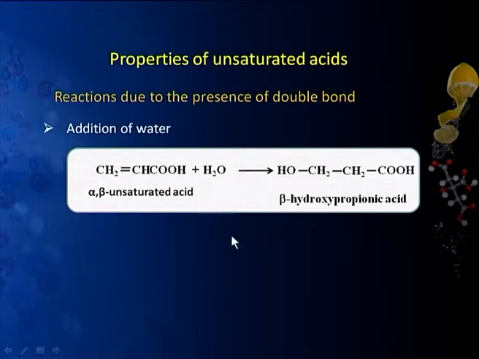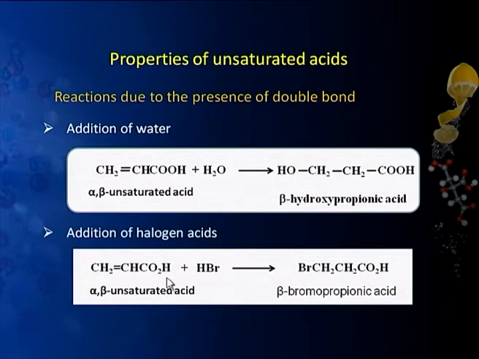Similarly, in the addition of halogen acids, the same thing occurs. It is also an electrophilic addition reaction and the product is anti to the Markovnikov rule and beta halo derivatives are obtained. If addition of HBr is carried out, we will get the beta bromo derivative in this.